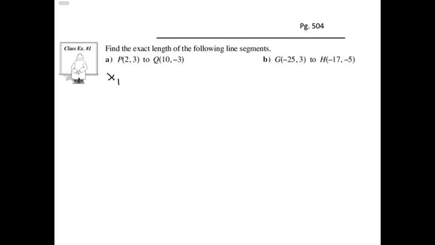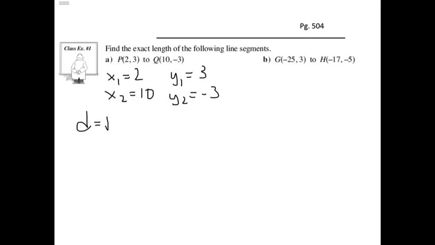x1 is going to be part of P, so that's going to be 2. x2 is found in Q, that's going to be 10. y1 is in point P, which is 3, and y2 is in point Q, which is negative 3. So all we need to do from here is plug these into the distance formula.